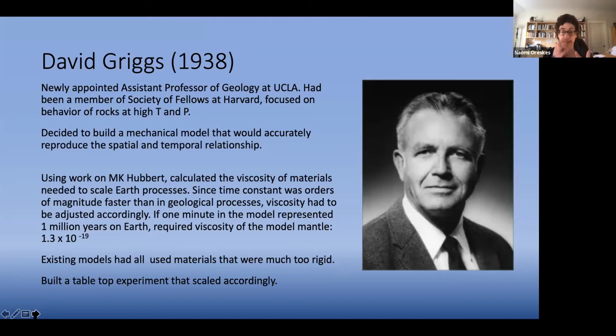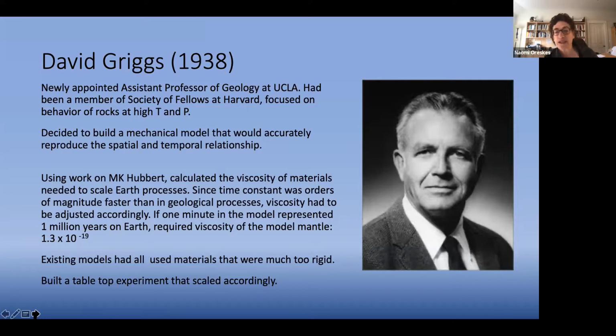So I don't have time to go into the details here, but Griggs was very, very mathematically astute, and he was inspired by the work of M. King Hubbard to build a model that was proportional, that was truly proportional. And the main argument he made, and if I had more time, I'd go into the mathematics, because there's a very beautifully mathematically worked out argument here about if you downscale a model in size, but you also downscale it in time. So now you have a model that has to do in a few minutes or a few hours what happens to the Earth in millions of years. You have to scale the property of the models accordingly.